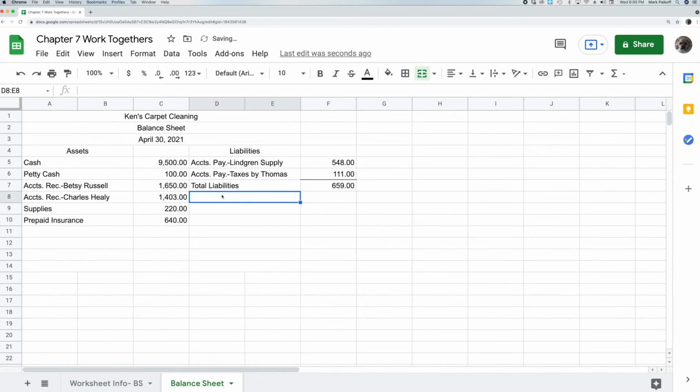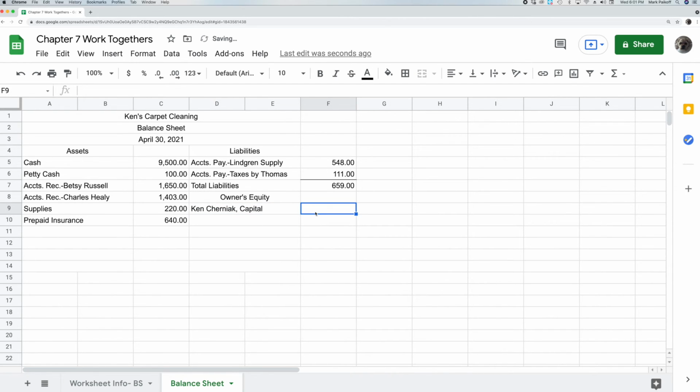Alright, the next thing that we're going to do is list out the final account classification for our balance sheet, which is going to be owner's equity. So again, we're going to begin with a heading, and this heading is going to say owner's equity. And we are going to list one owner's equity account, which is going to be the owner's capital account. And this is going to be Ken Cherniak, Capital.